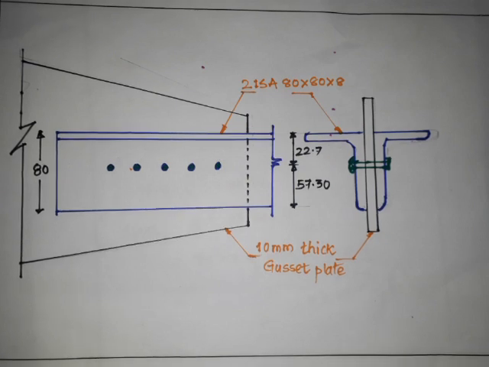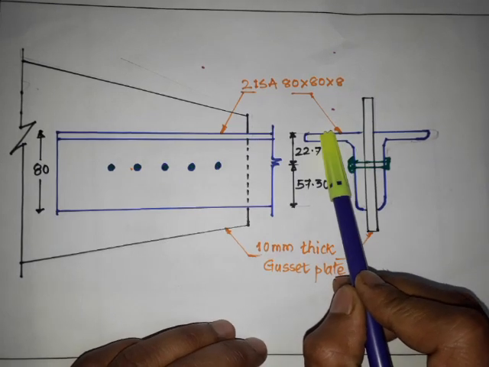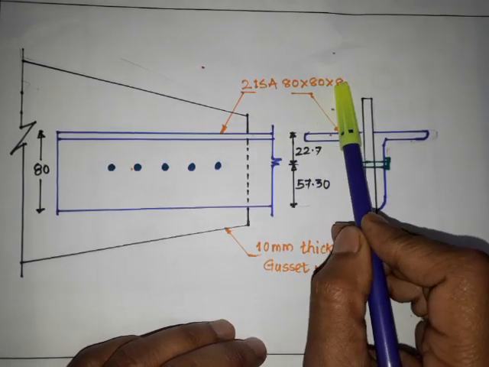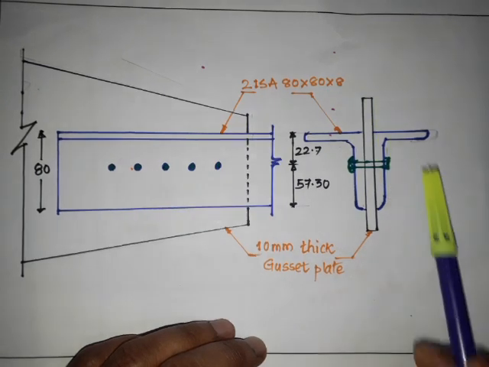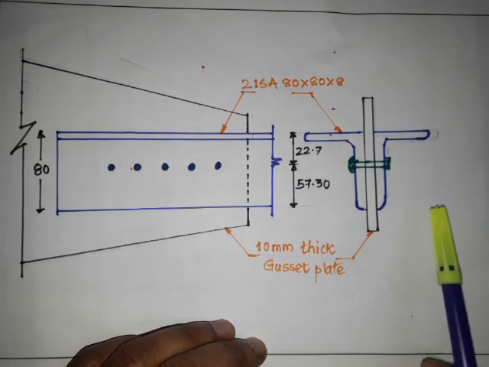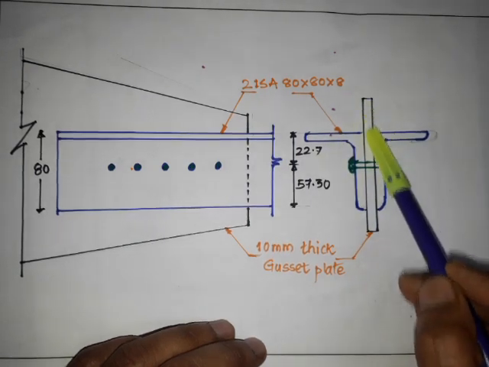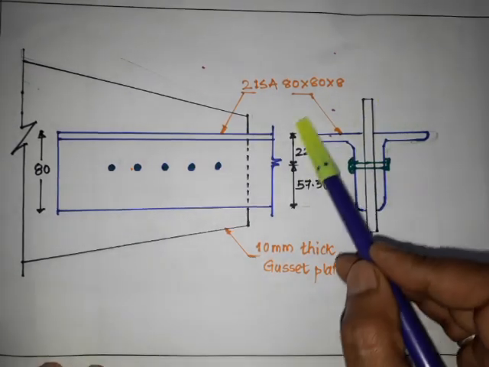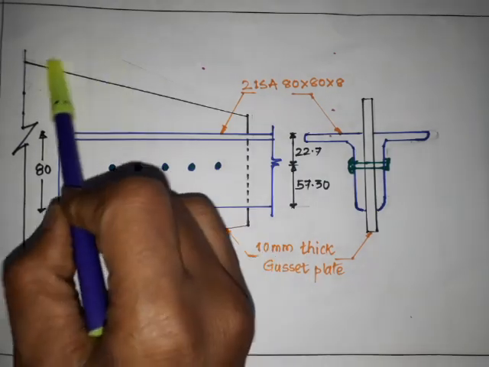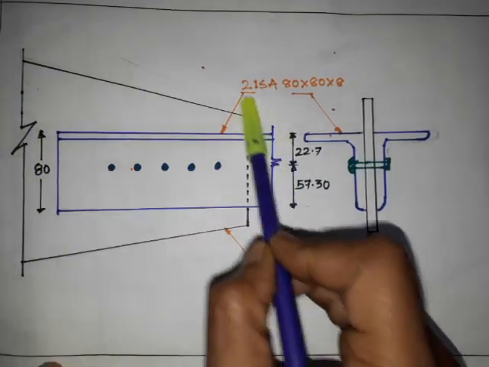So we have selected two angles back to back, that is 2 ISA 80 by 80 by 8, with 10 mm gusset plate. Two angles back to back with 10 mm gusset plate. So this is the cross section that you can see, and here we have the elevation or the longitudinal section.